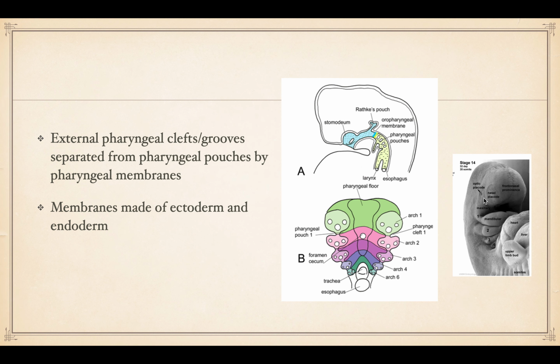Here's the 32nd day of development, pardon me. The placodes are here on the side. Here's the frontal nasal prominence. The optic placode is eventually going to be our eyes. And here's our heart, liver, and our little arm. So this is a pretty good representation of the pharyngeal arches. Just remember, it goes from top to bottom, from the head all the way to the throat.